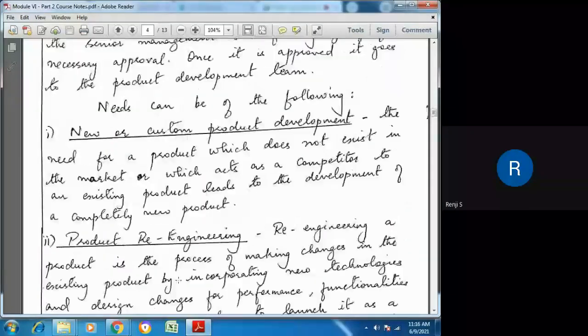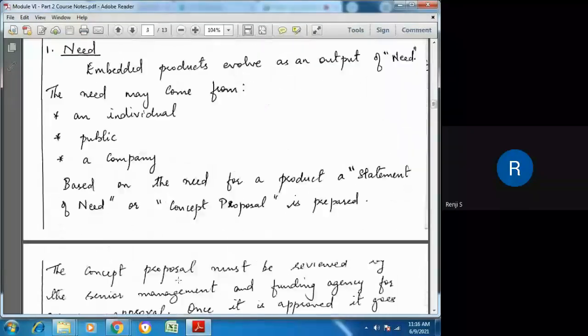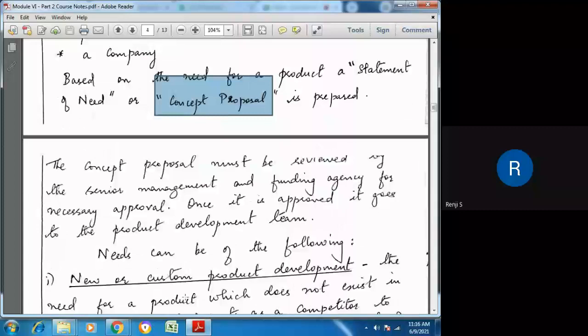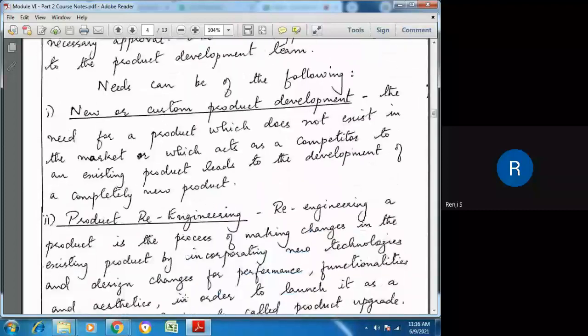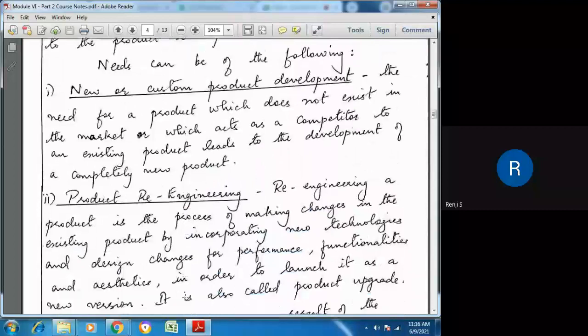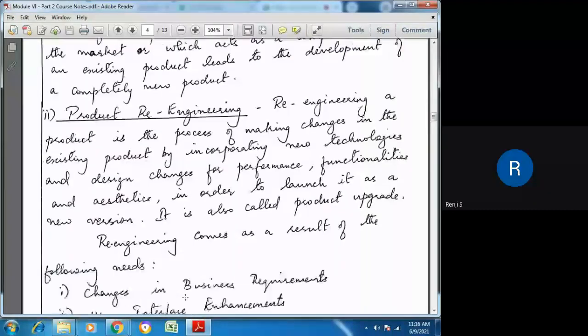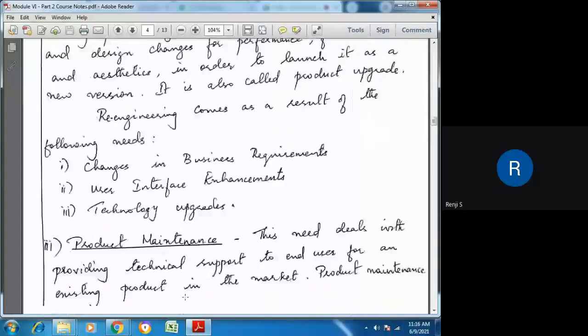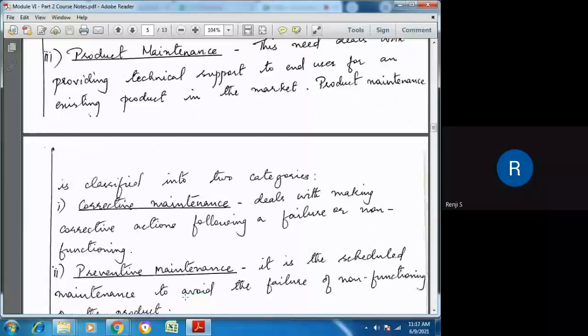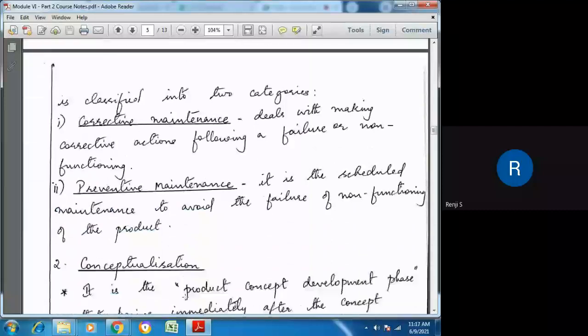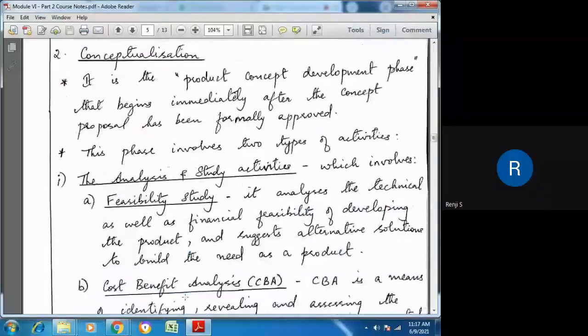We said what a need is, and needs are often documented in a statement of need or a concept proposal. Once it is accepted, it will be given to the development team. Here we say what the three kinds of needs are. One is to build a new or custom product. Next is to upgrade a product, also called product re-engineering. The third is product maintenance, and maintenance is of two categories, corrective and preventive maintenance. So that is the first phase of EDLC.